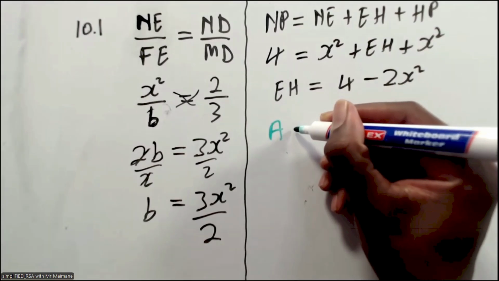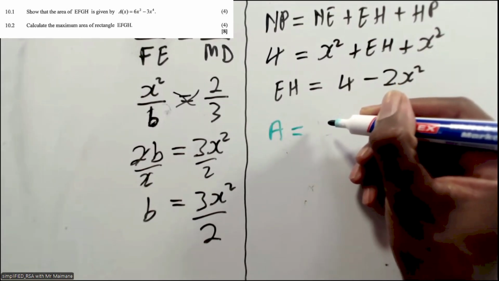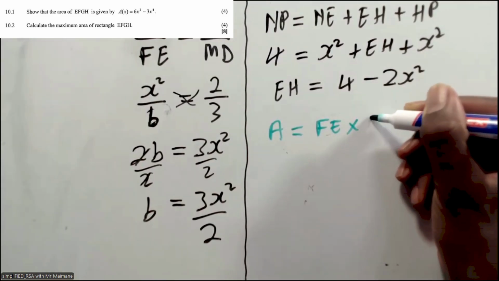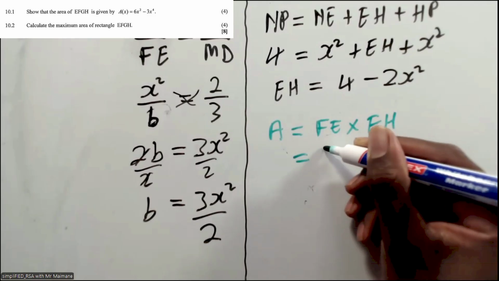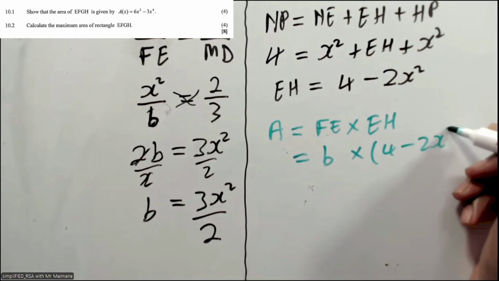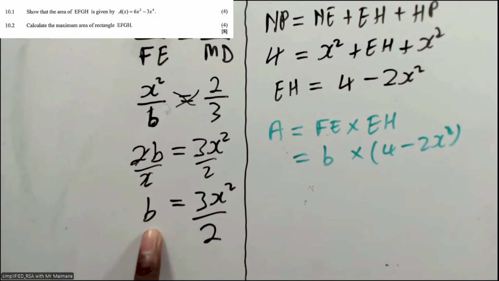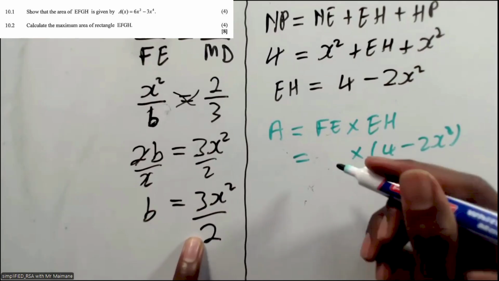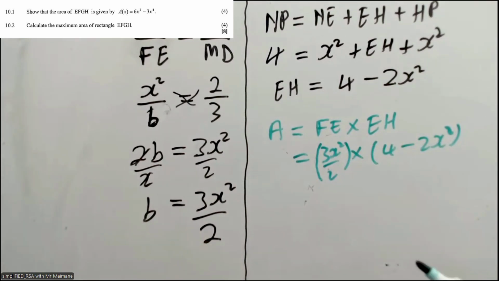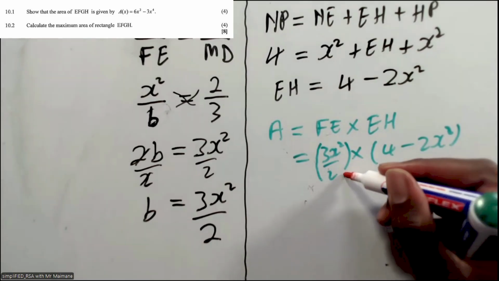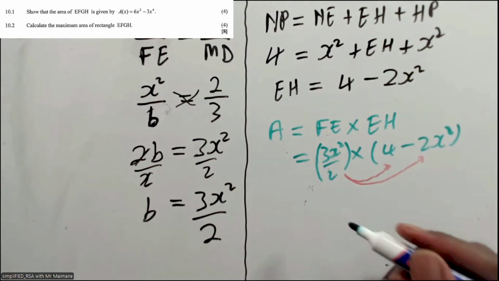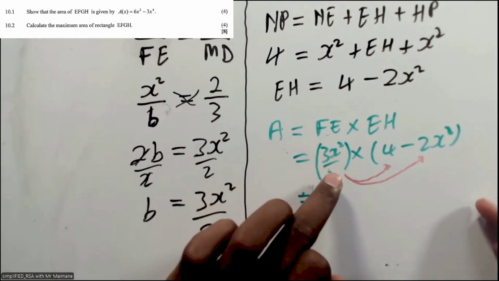So now for the area of EFGH, I can tell that it's going to be FE multiplied by EH. In this case, I know that FE is B, times EH, which is 4 minus 2x squared, like that. But I know B is the same as 3x squared over 2. So here, I'm going to remove this and write it as 3x squared over 2. Therefore, I can expand this by multiplying this one here and this one there. This is going to be 3x squared over 2 times 4.